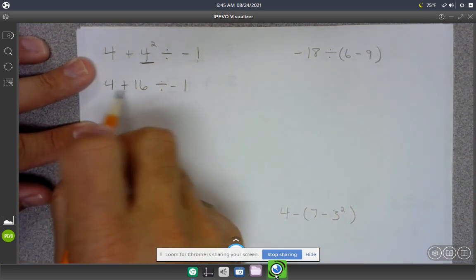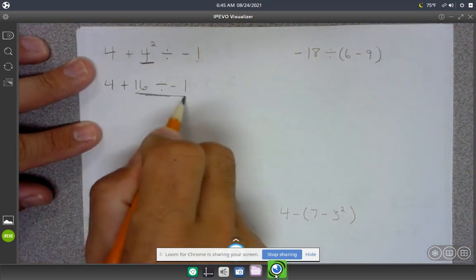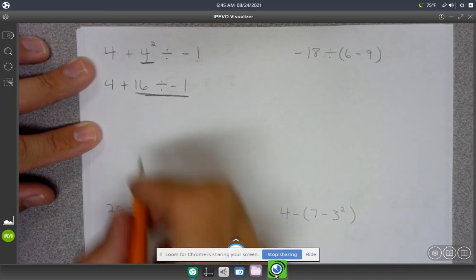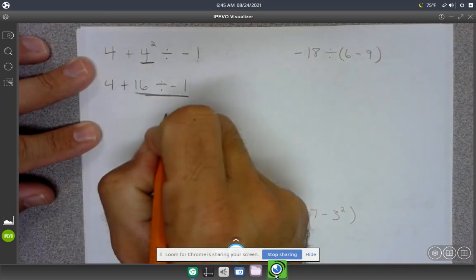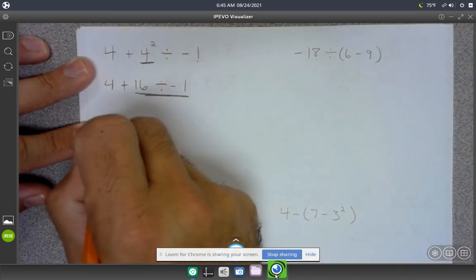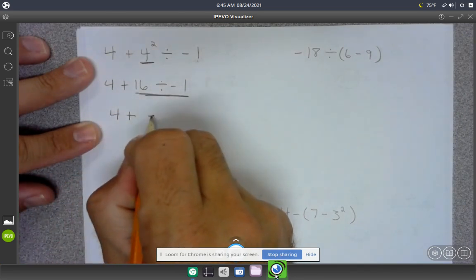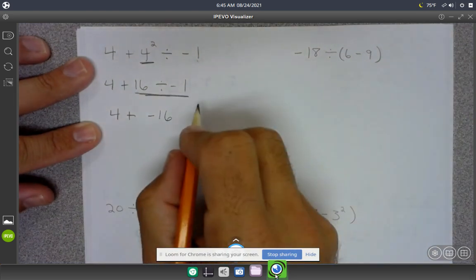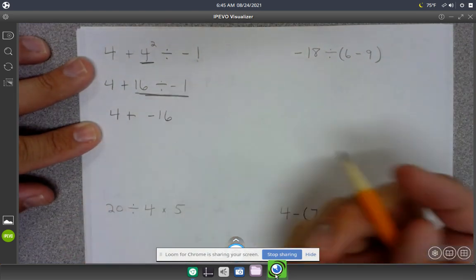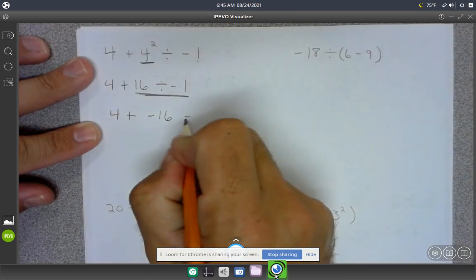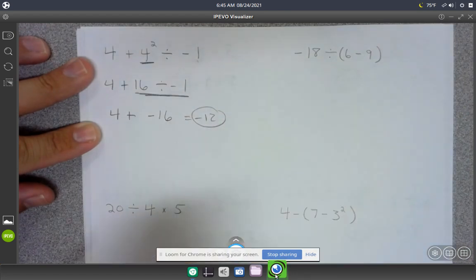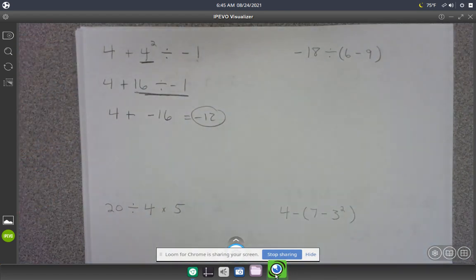Okay, we cannot add these yet. We got to do this division first. 16 divided by negative 1, that's equal to negative 16. So I got 4 plus negative 16. And if you're adding a negative, that's the same as subtracting. So it's 4 minus 16, which is negative 12.